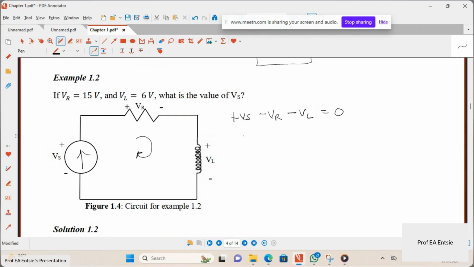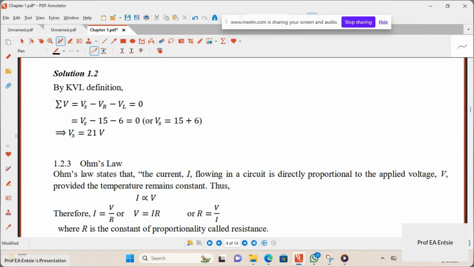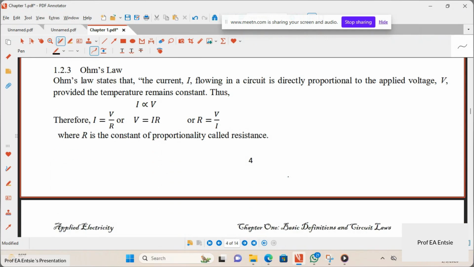So with this, Vs is what you are looking for. Look at the question. You should find the value of Vs. So Vs, which is positive, minus Vr. Vr is given as 15 volts, minus Vl, which is given as 6 volts, should be equal to 0. So Vs will be 15 volts plus 6 volts. Vs is 21 volts. Are we good? Yes, we should be good by now.